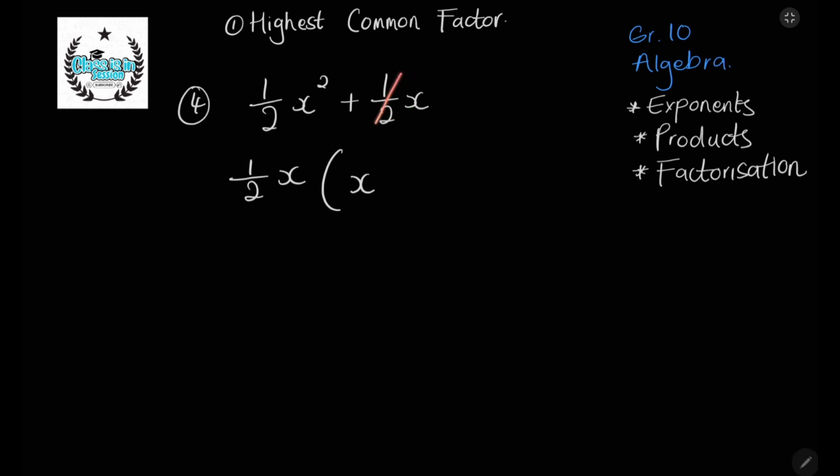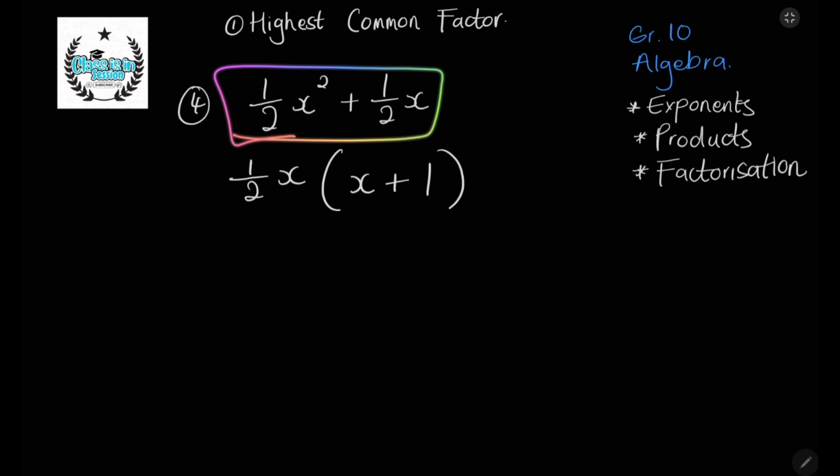Let's move to the second term. We have 1 over 2 divided by 1 over 2. We're left with 1. Then x to the power 1 divided by x to the power 1. This cancels with that, and you're left with 1. Remember, it's positive. So your answer is 1 over 2x times x plus 1. If you want to make sure after this video, you can pause and try distributing this. It'll be 1 over 2x times x, then 1 over 2x times 1. It should give you what you have here.